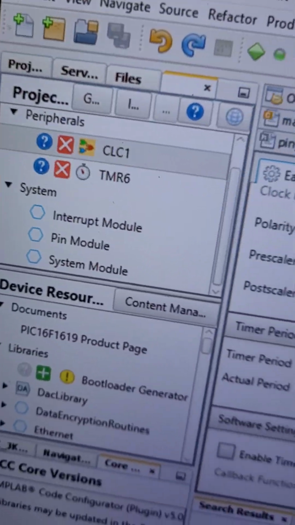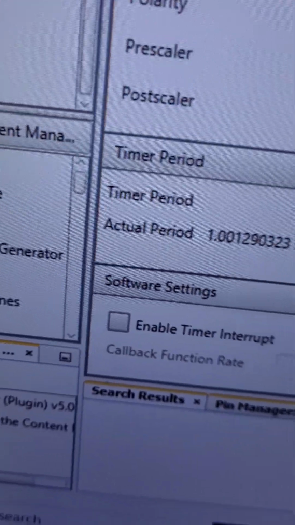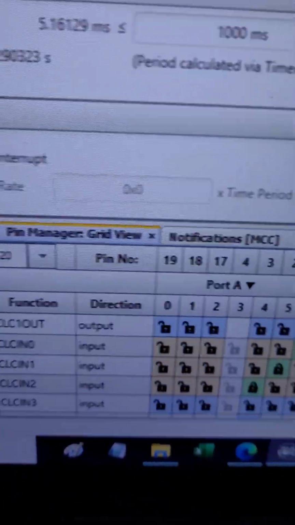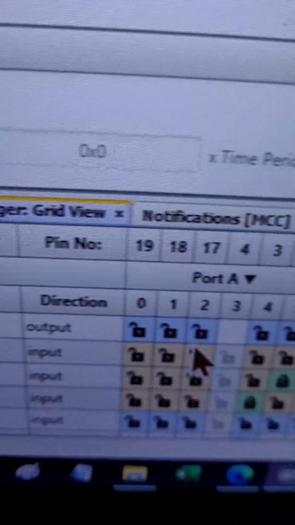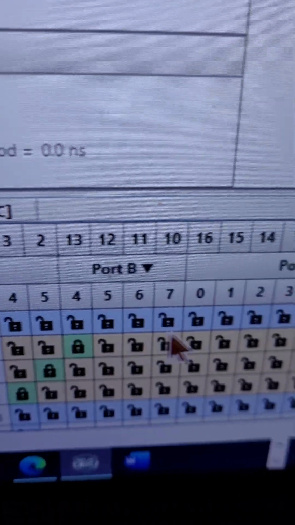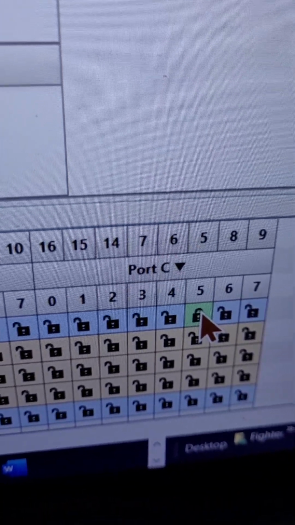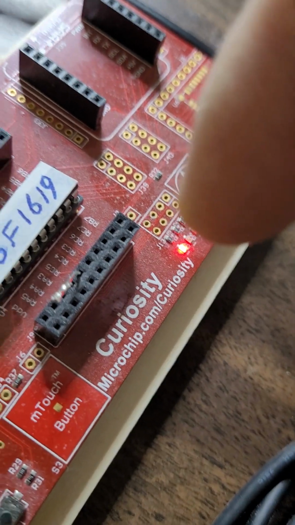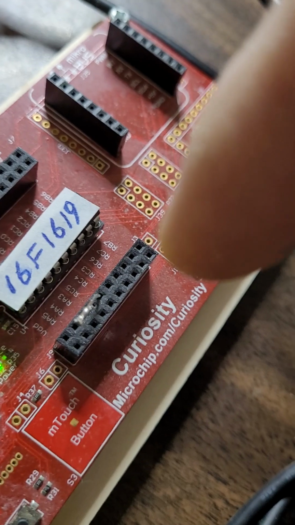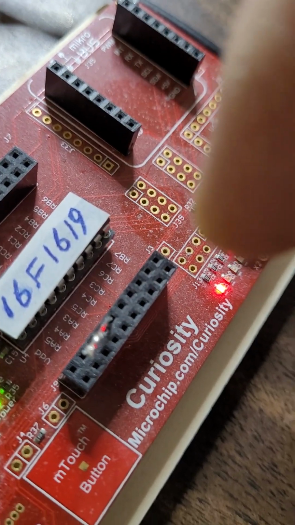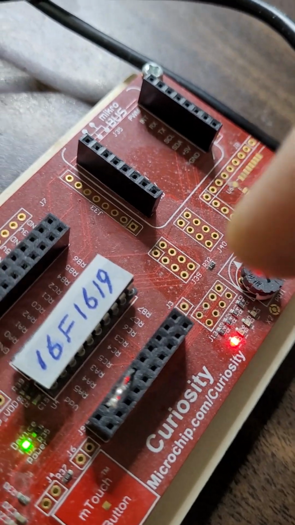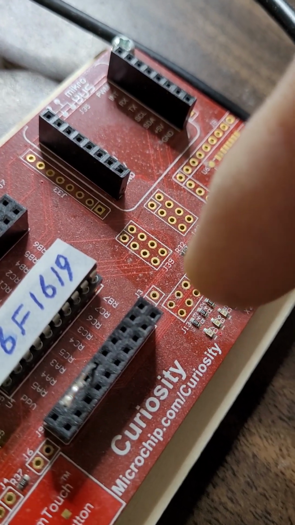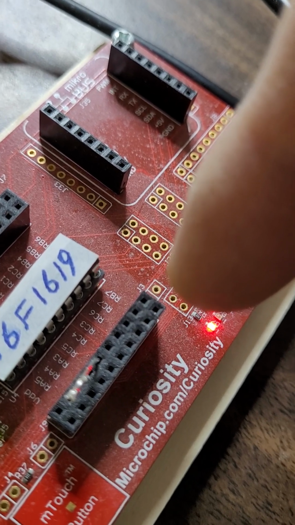If you go to the pin manager here, you can see that for the CLC, configurable logic cell number 1, I set the output to be mirrored on port C5. Port C5 is connected internally within this development board to this LED, which is toggling on and off. Notice that the period of this LED is 2 seconds: 1, 2, 1, 2, 1, 2.